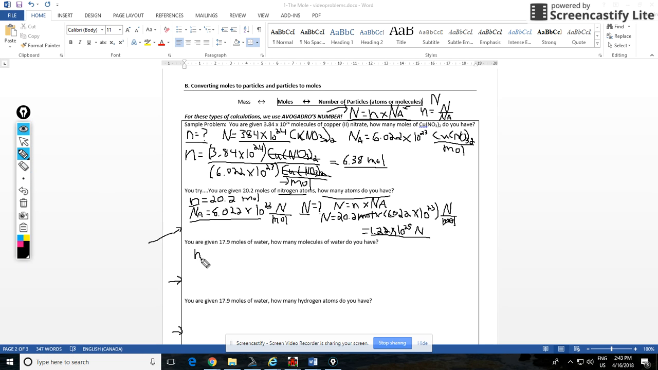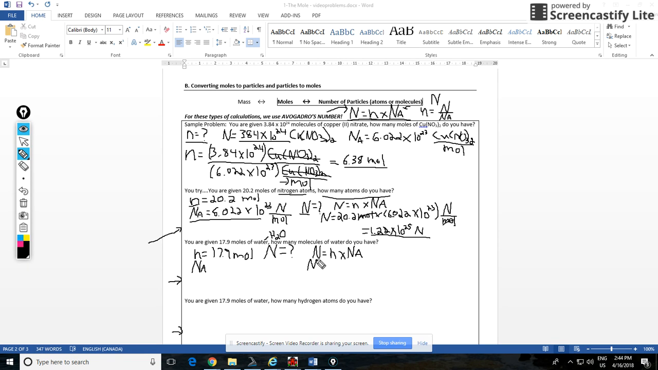You're given 17.9 moles of water. 17.9 moles. Write that down. Of water, and remember that water is H2O. And you're asked for number of molecules, big N. And you have Avogadro's number. I'm not going to write it out again, but you know what that is. So now you can write that big N is equal to number of moles times Avogadro's number.